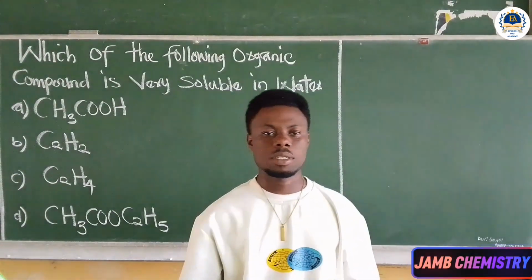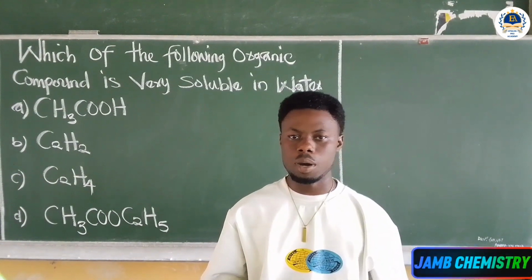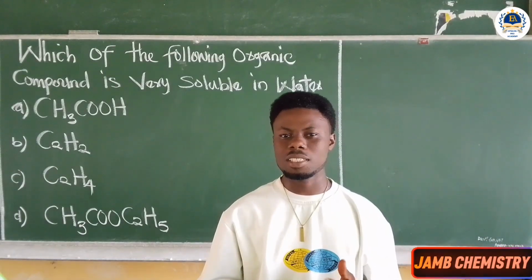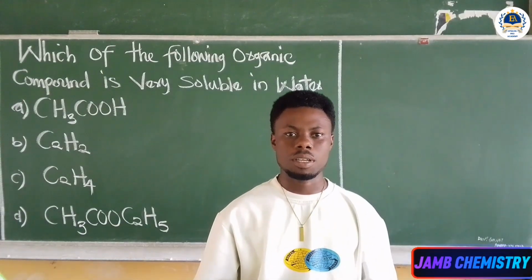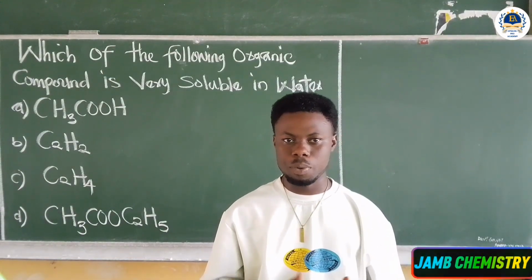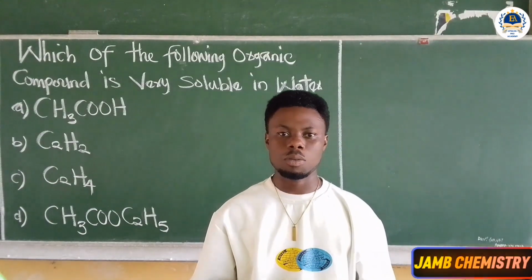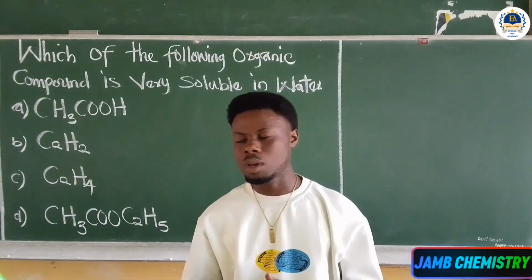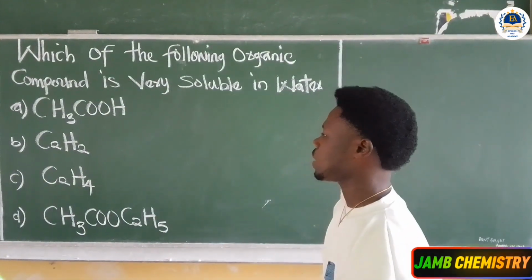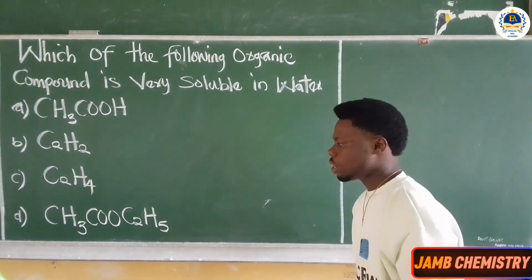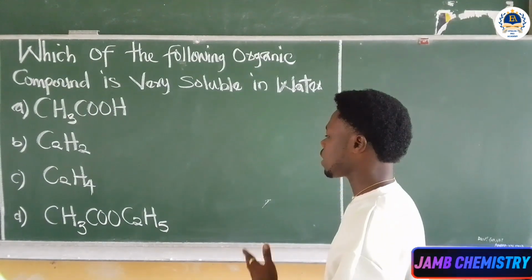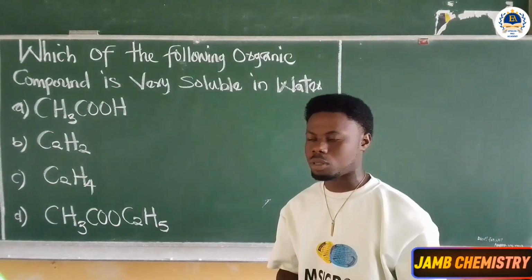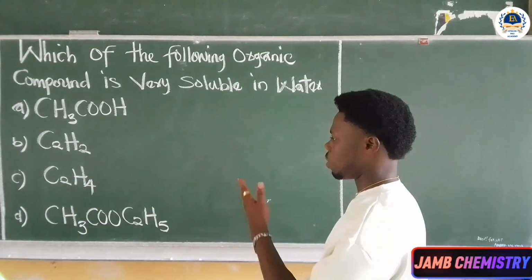In organic chemistry, the solubility of an organic compound in water depends mainly on these three things. The first is their polarity, the second is the ability to form a hydrogen bond with water, and the third is the presence of a functional group. So let us examine each of the options, starting from option D. Option D, we have ethyl ethanoate. It is non-polar and insoluble in water. So that is not the right option.